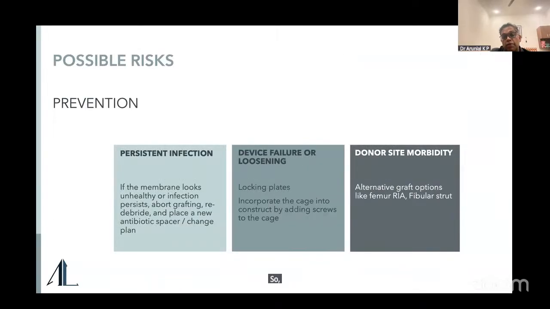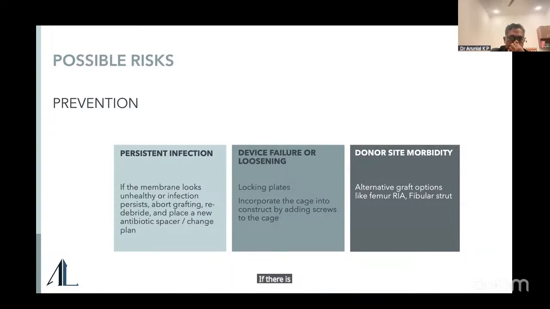So there are possible risks, and how to prevent this? There can be persistent infection. So after 4 weeks, if you feel that the membrane is not looking healthy, you have to abort the grafting. You have to redebride and place a new antibiotic spacer or change the plan.